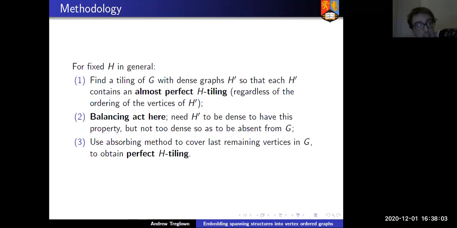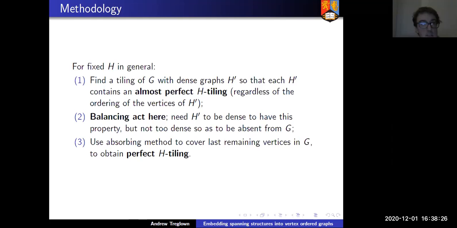And then the final thing to say is that we use the absorbing method to cover the last remaining vertices in G. So we basically have a black box that says no matter what H is, if you've covered 99% of the vertices, we've got an argument that says you can cover the last 1% as well, but I don't have time to talk about that.